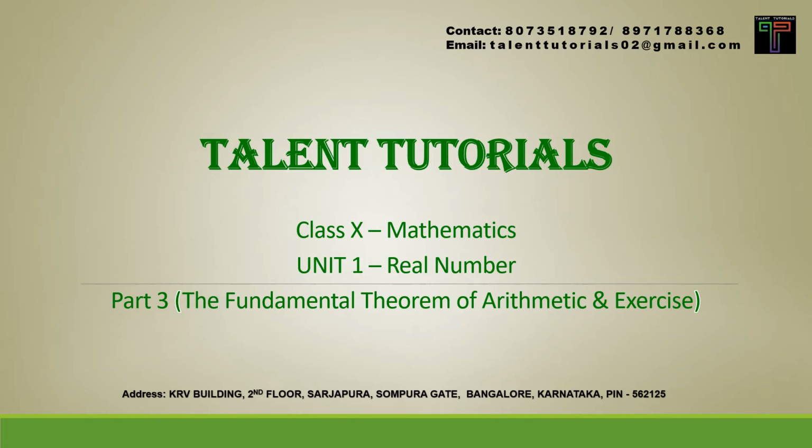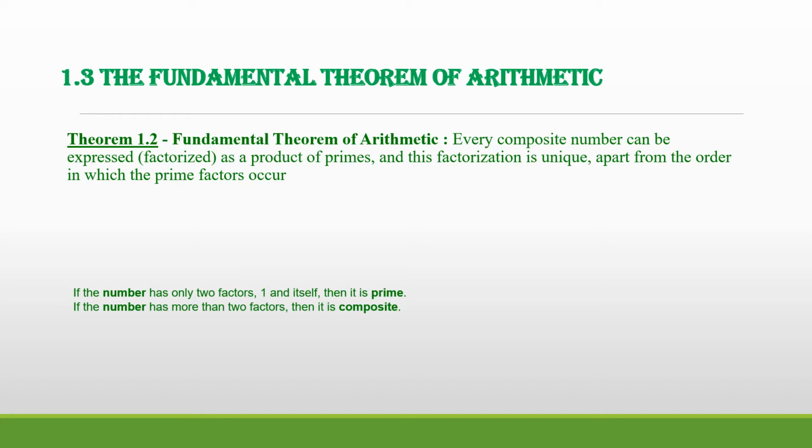So let's get started. Before we understand the theorem, you need to make sure that you know what a prime number is and what a composite number is. If any number has only two factors, 1 and itself, then it's a prime. For example, take the number 3. The two factors of 3 are 1 and 3 itself, so it's called a prime number. Next, what is a composite number? If a number has more than two factors, then it is called a composite number. For example, if I take 4, the factors of 4 are 1, 2, 4, so it's called a composite number.